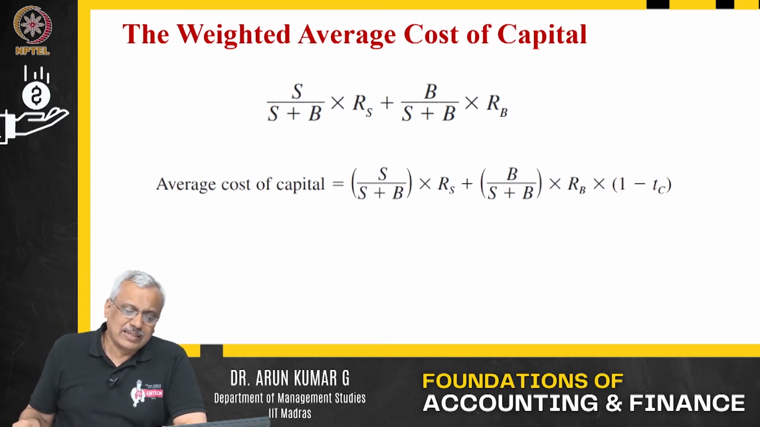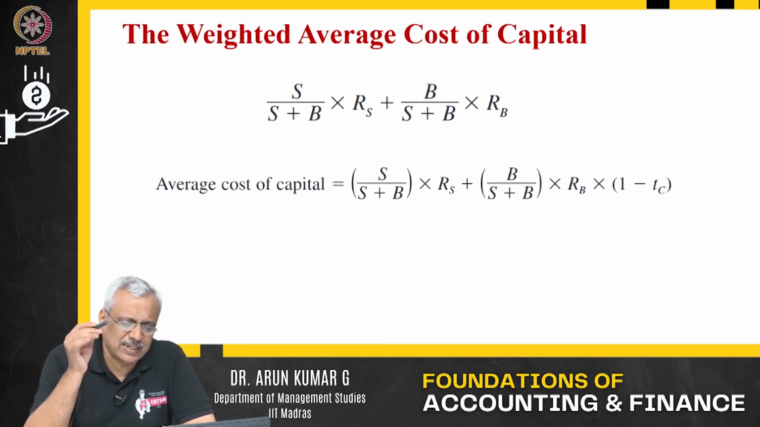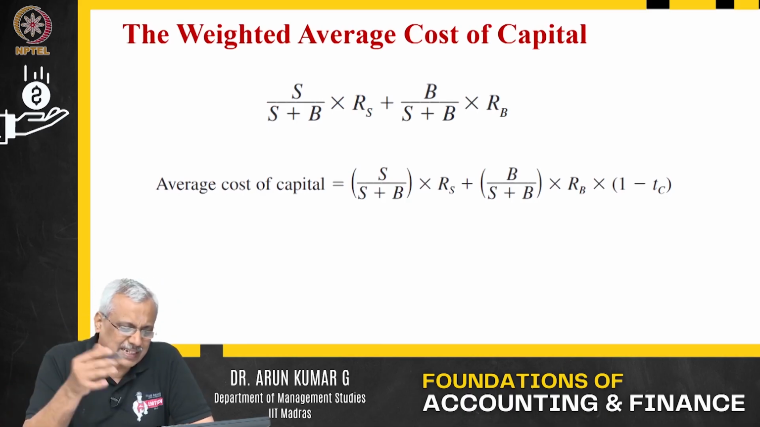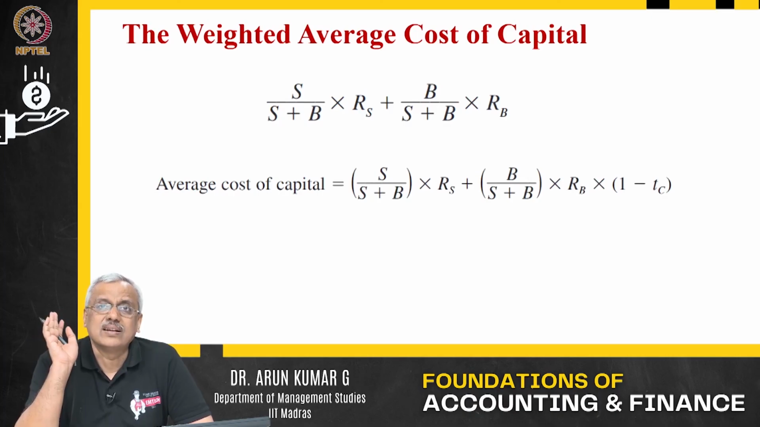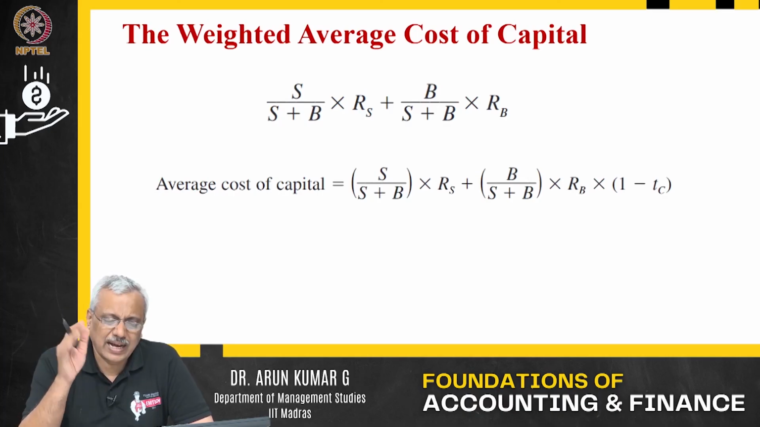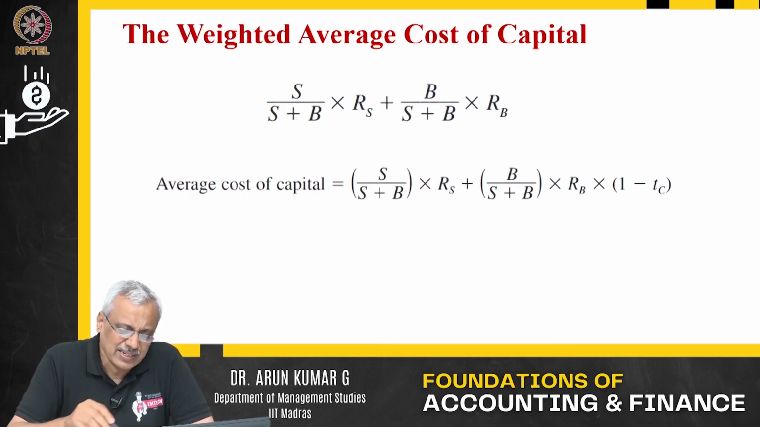What is this? In this particular case, they have used different notations, S and B, B for debt and S for equity. That is all. S and B is S and equity. I have used it to include the preference, there is no preference out here. So, what happens?